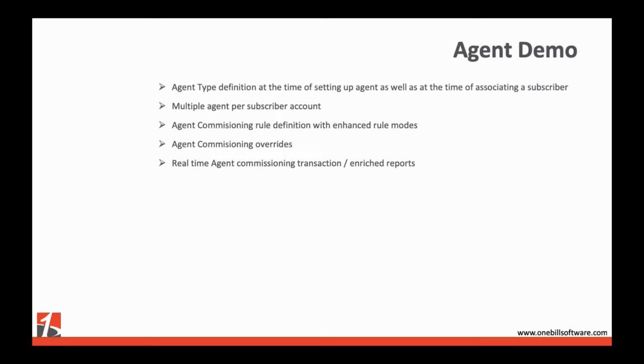In terms of the demo, we would start by looking at the agent setup, where you would define or categorize the agent with a particular agent type. And we would also see how you could associate the agent and set a type at the time of associating agent to a subscriber. We would see how you can link more than one agent to a subscriber account. We would look at the agent commissioning rule definition with the enhanced commissioning modes. We would look at the overrides as well as look at the reports that are available in the system.